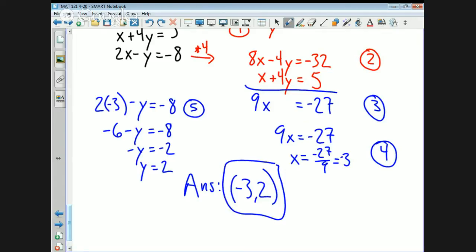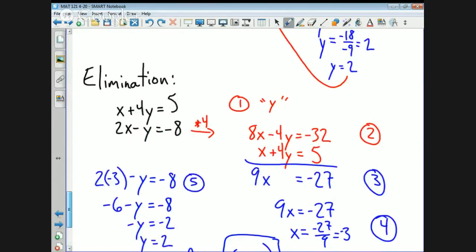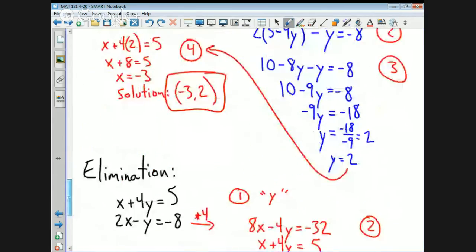I'm not going to bother checking this because we already did that in the first part. But now doing this with elimination, we get the same answer. And that should always happen. If there's an answer, it can be found with either substitution or elimination.